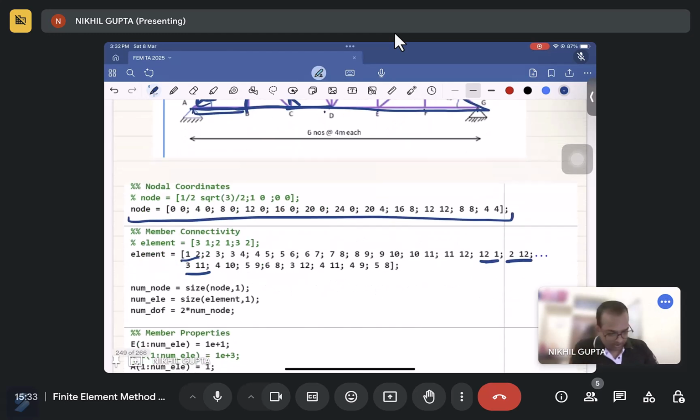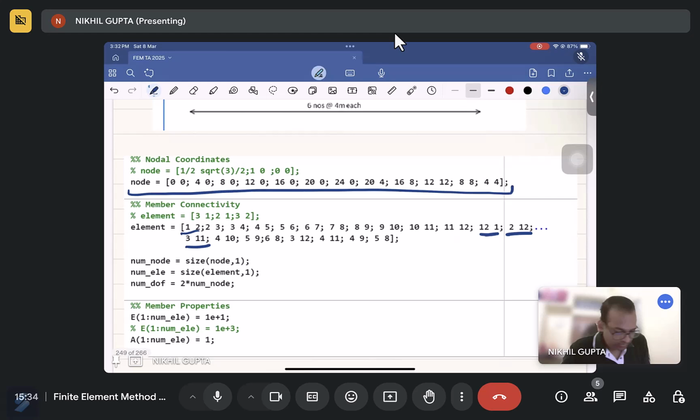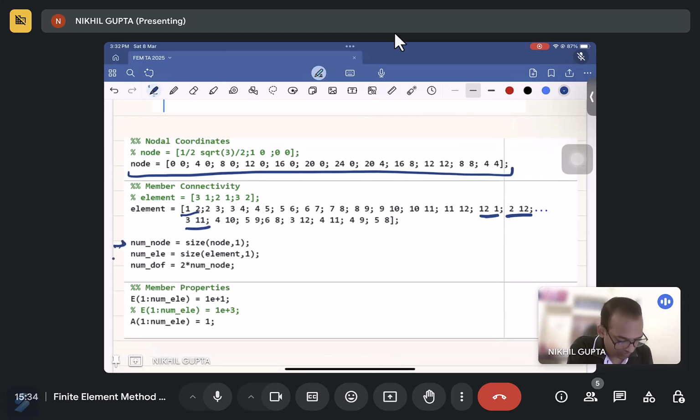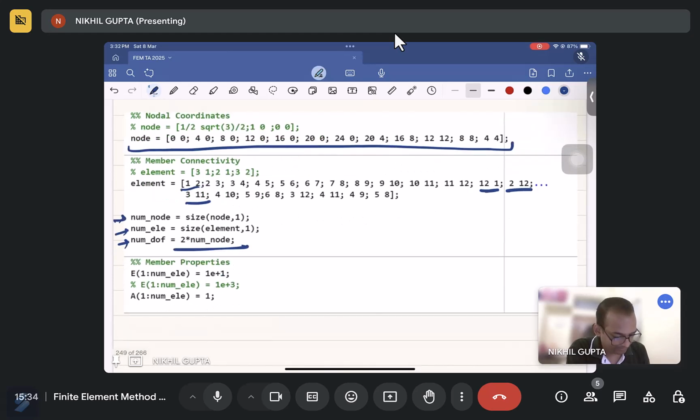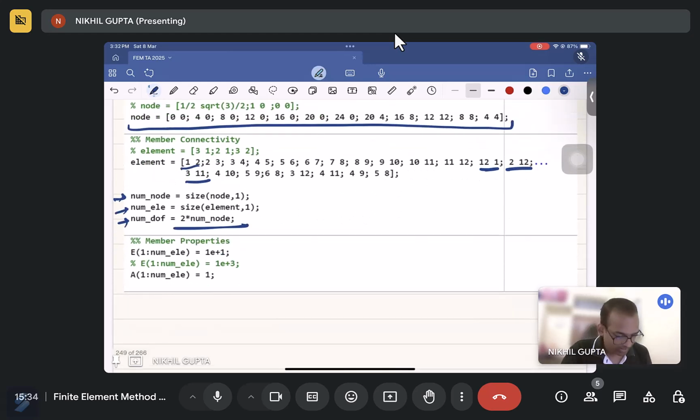You have to give all the elements so that the code knows how many elements are connected. Similarly, we have calculated the number of nodes, number of elements, and number of degrees of freedom by multiplying 2 into the number of nodes. And you are initializing the material properties E and A as 1.